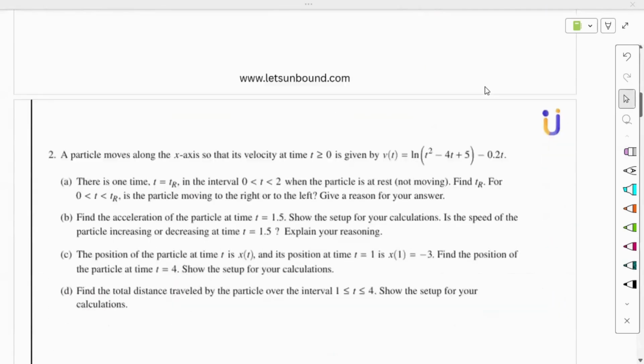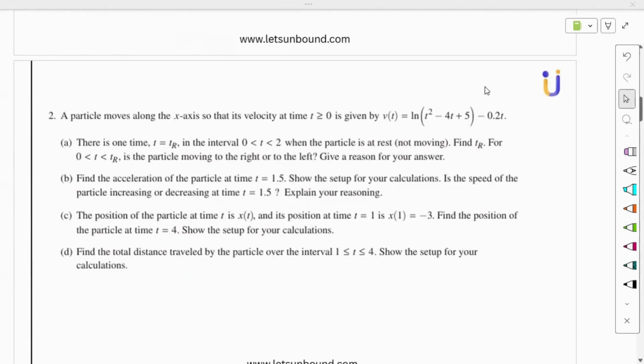Yes, it's with calculator. So we will be using Desmos today. So be ready with your pen and paper and your graphing calculator.